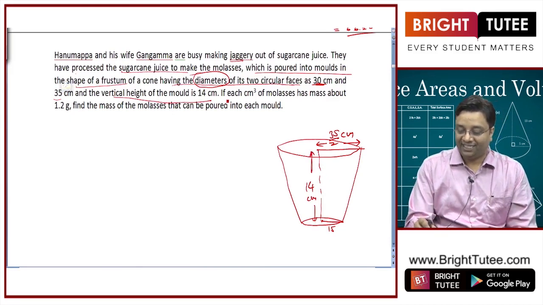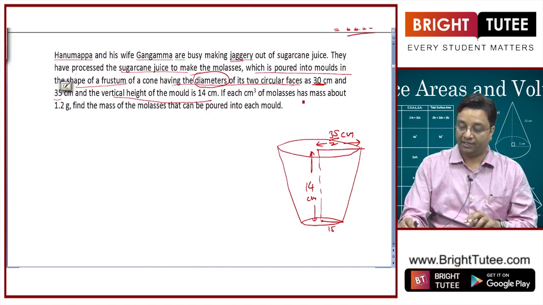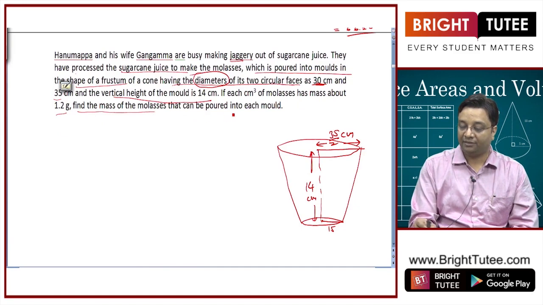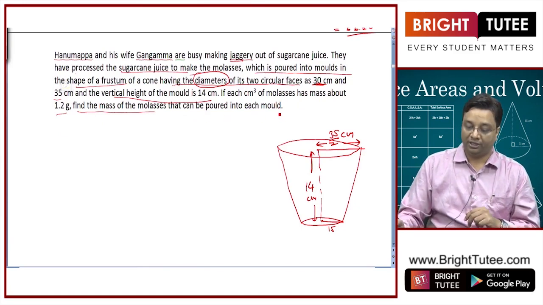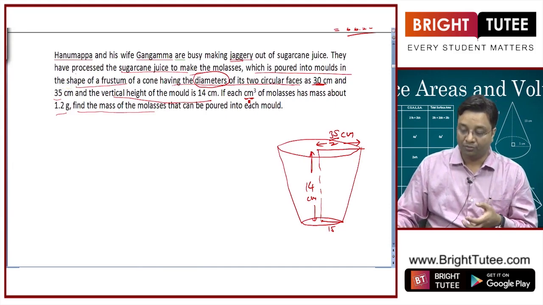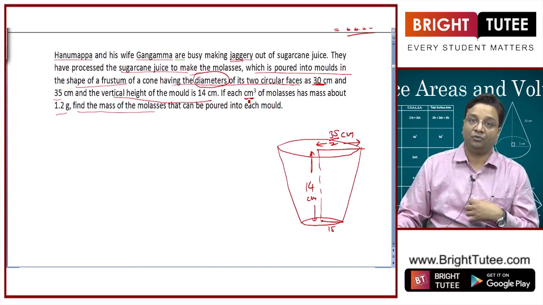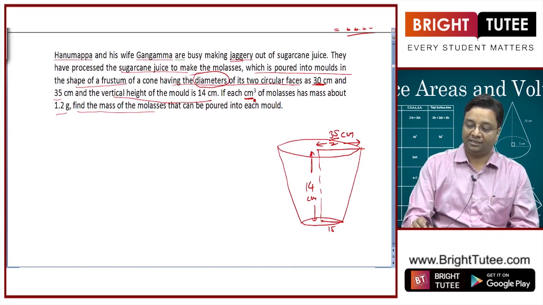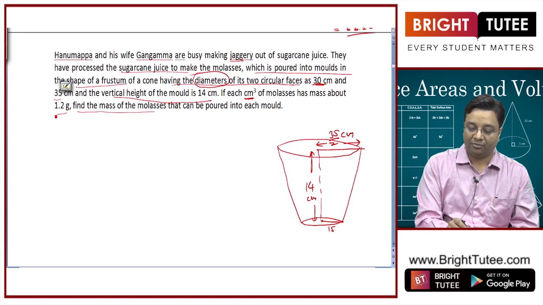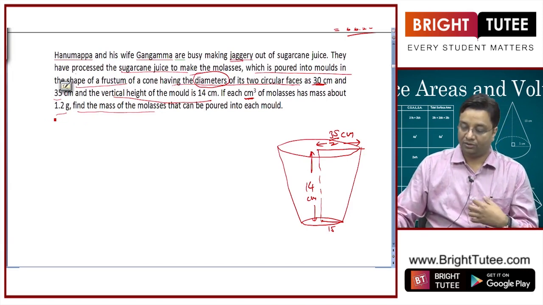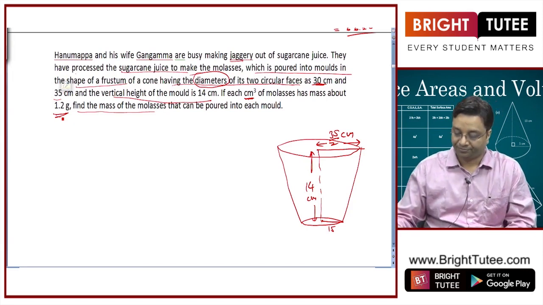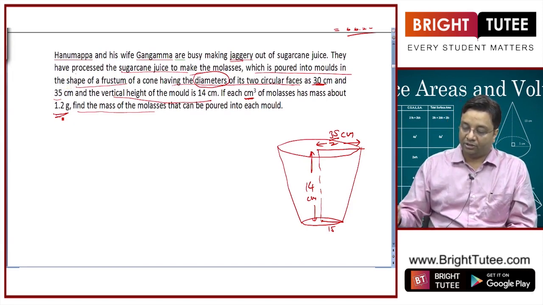Okay. If each centimeter cube of molasses has mass about 1.2 grams, find the mass of the molasses that can be poured into each mold. So if each centimeter cube, so we need to calculate the volume of molasses. If I know the total volume in centimeter cubes, I will just apply the unitary method, that 1 centimeter cube has got mass 1.2 grams. So the total volume into 1.2 gram will be my answer. So let's talk about volume here.